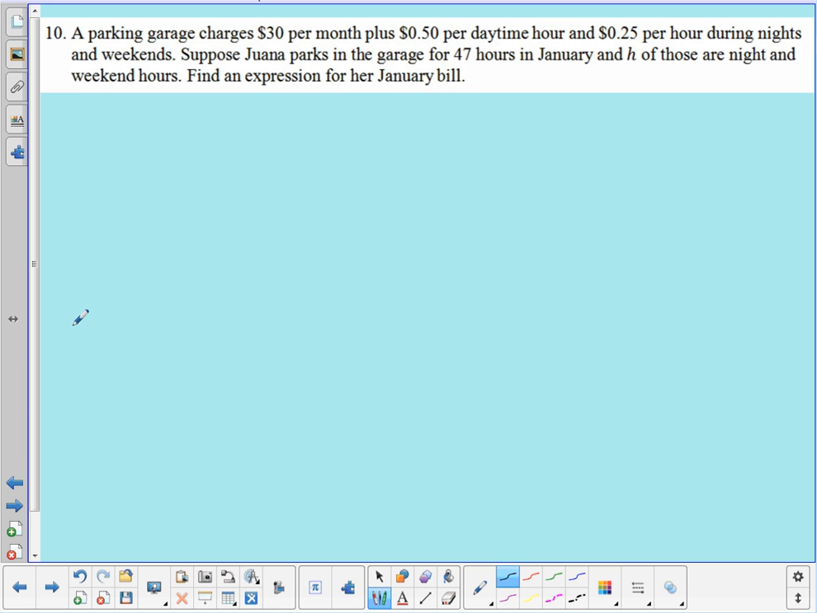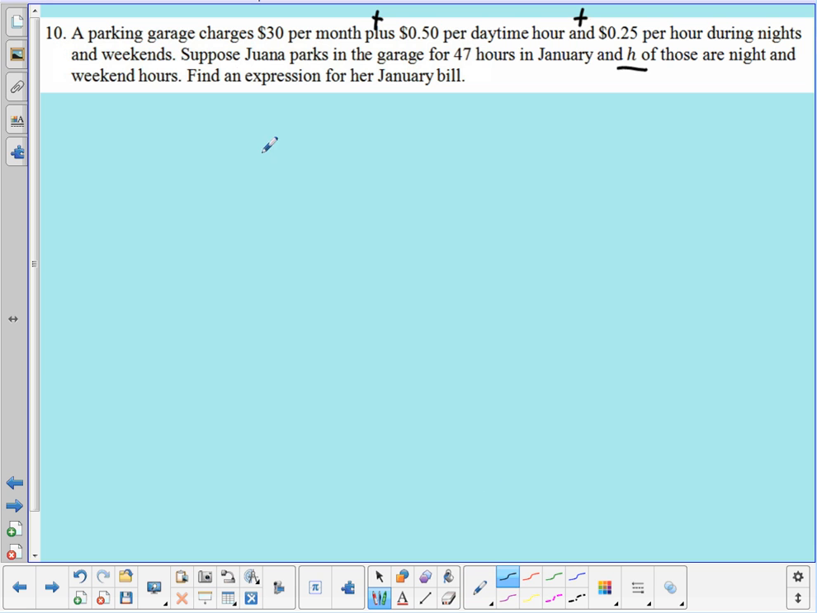Let's talk about number 10. In number 10, this is going to be a very similar question here. A parking garage charges $30 per month plus 50 cents per daytime hour and 25 cents per night and weekend hour. It says suppose Wanya parks in the garage for 47 hours in January and H of those are night and weekend hours. Find an expression for her January bill.